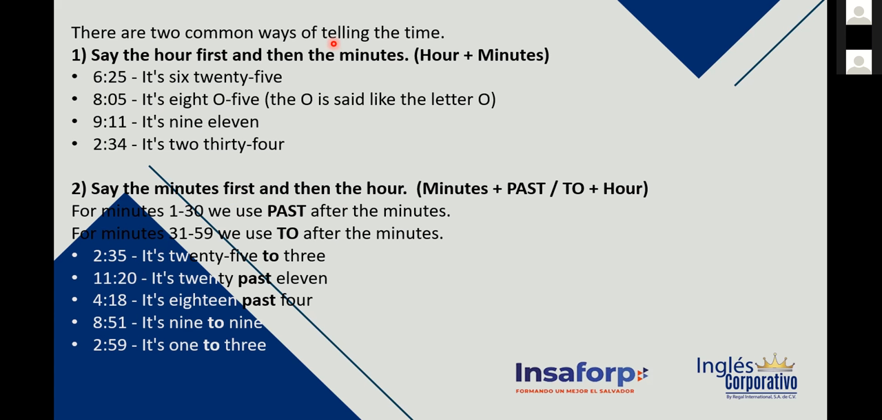As you can see, guys, in number one, we have first the hour and then the minutes. That's the most common one that we have in El Salvador, right? In El Salvador, if someone asks you, what time is it? You are going to say, for example, right now, we say 8:17. That's it. That's the easiest one. Es la forma más fácil de decirlo, right? Like la hora y los minutos.